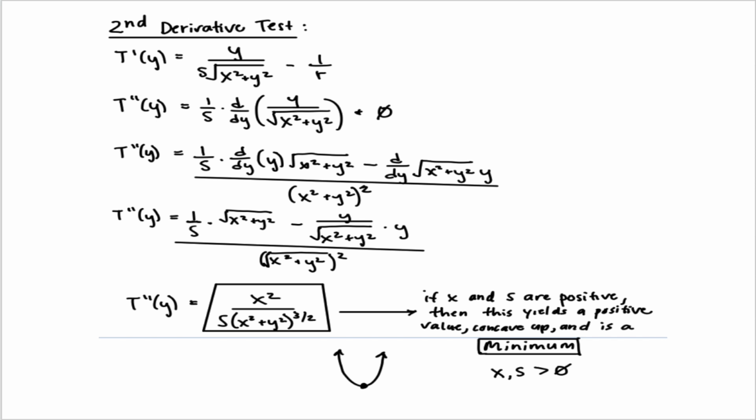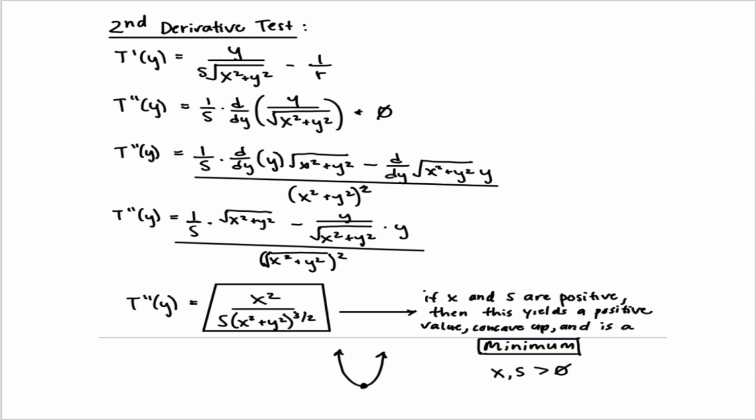So next we have to prove that our first derivative will yield a minimum time value, not a maximum. For that, we performed a second derivative test where we took the second derivative of the first derivative, and got 1 over R equal to 0 because R is a constant. And then after simplifying, we ended up with X squared over S times (X squared plus Y squared) to the 3/2 power.